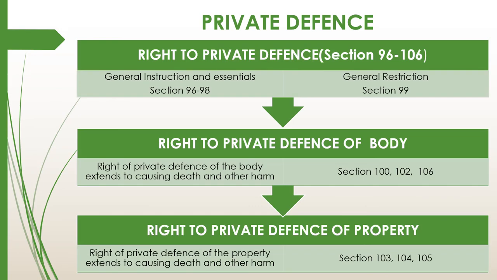The next general exception is very important, that is private defense, which is mentioned under section 96 to section 106 of IPC. General instruction and essentials of private defense are described from section 96 to 98, and general restrictions are defined under section 99. Right to private defense of body is described under sections 100, 102 and 106, whereas right to private defense of property is described under sections 103, 104 and 105.